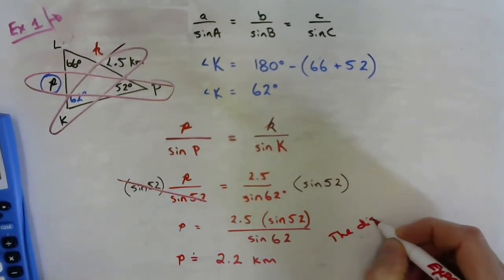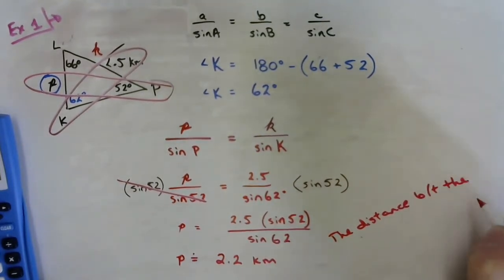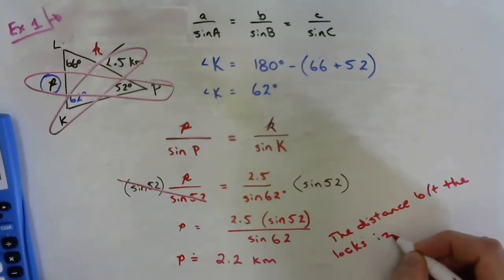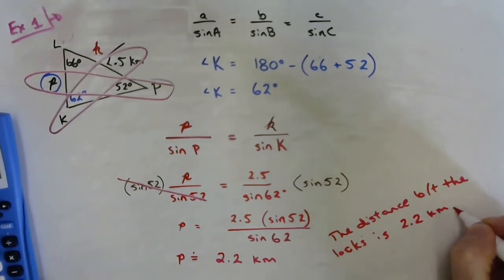The distance between the locks is 2.2 kilometers.